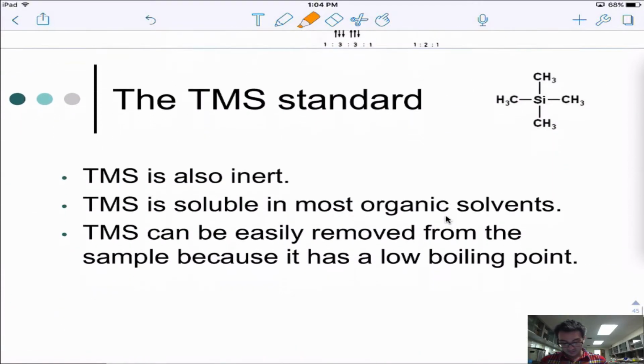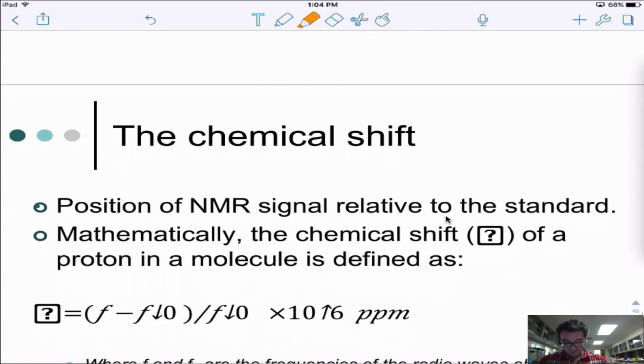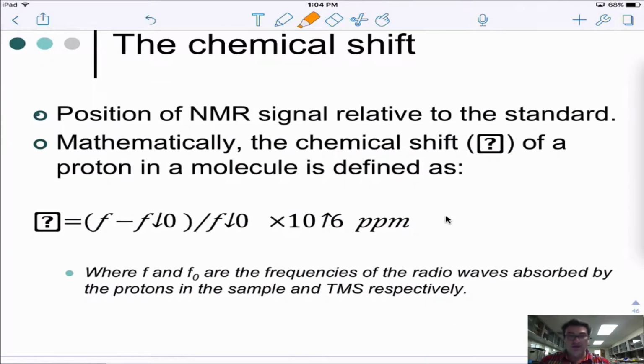So when we look at a graph, we're going to look at the relative position of the NMR signal to the TMS standard. Now, you could do a mathematical shift for this, a delta, and figure it out mathematically, but again, we're not going to do that.